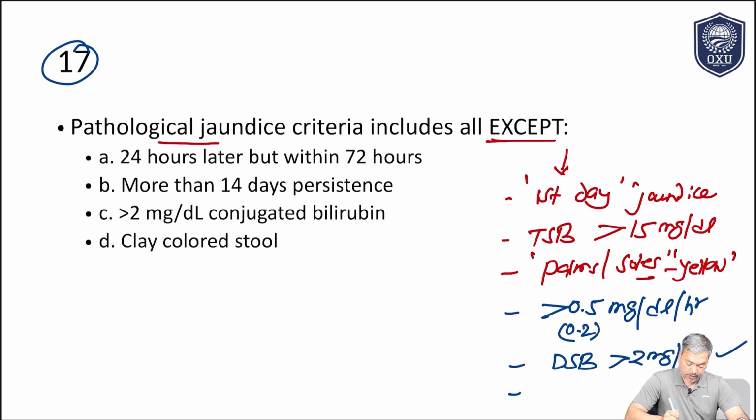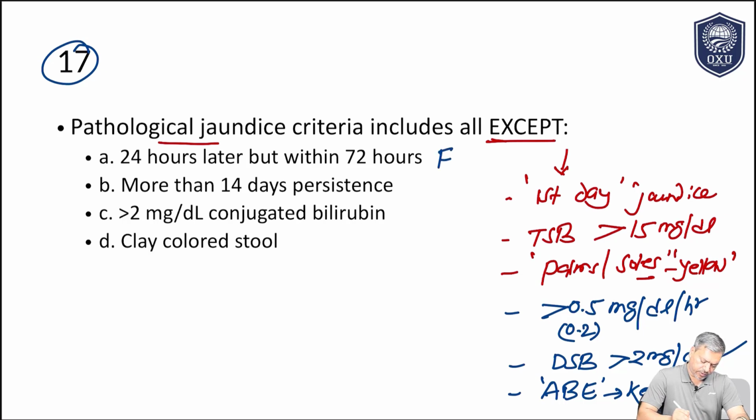Another one, if it shows the problem of kernicterus or acute bilirubin encephalopathy. In the beginning it is always acute bilirubin encephalopathy, and later on it will develop kernicterus. This is also pathological. Now with this knowledge, let's look at the options. Option A, after 24 hours but within 72 hours. This is not pathological, so this is false for pathological jaundice.